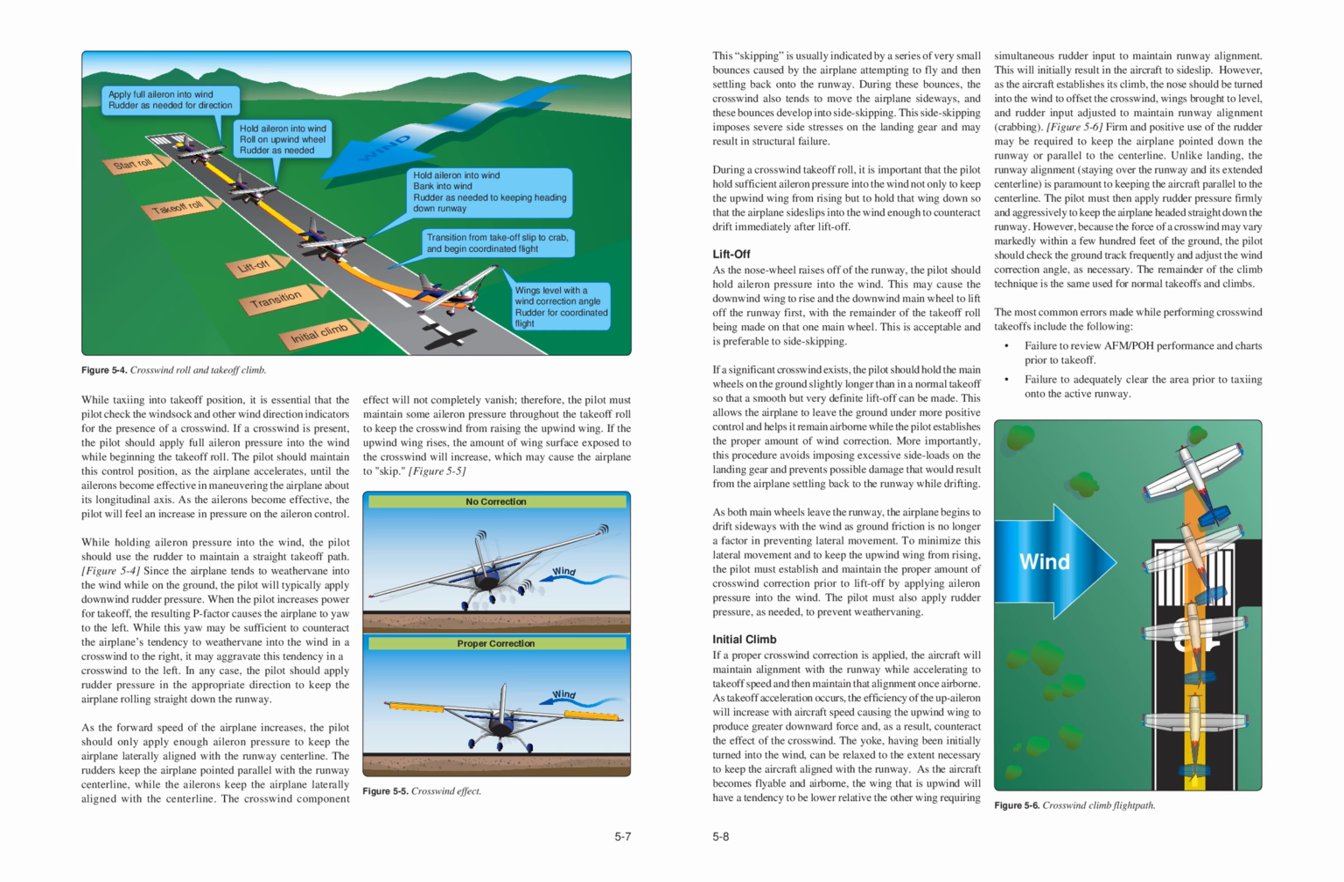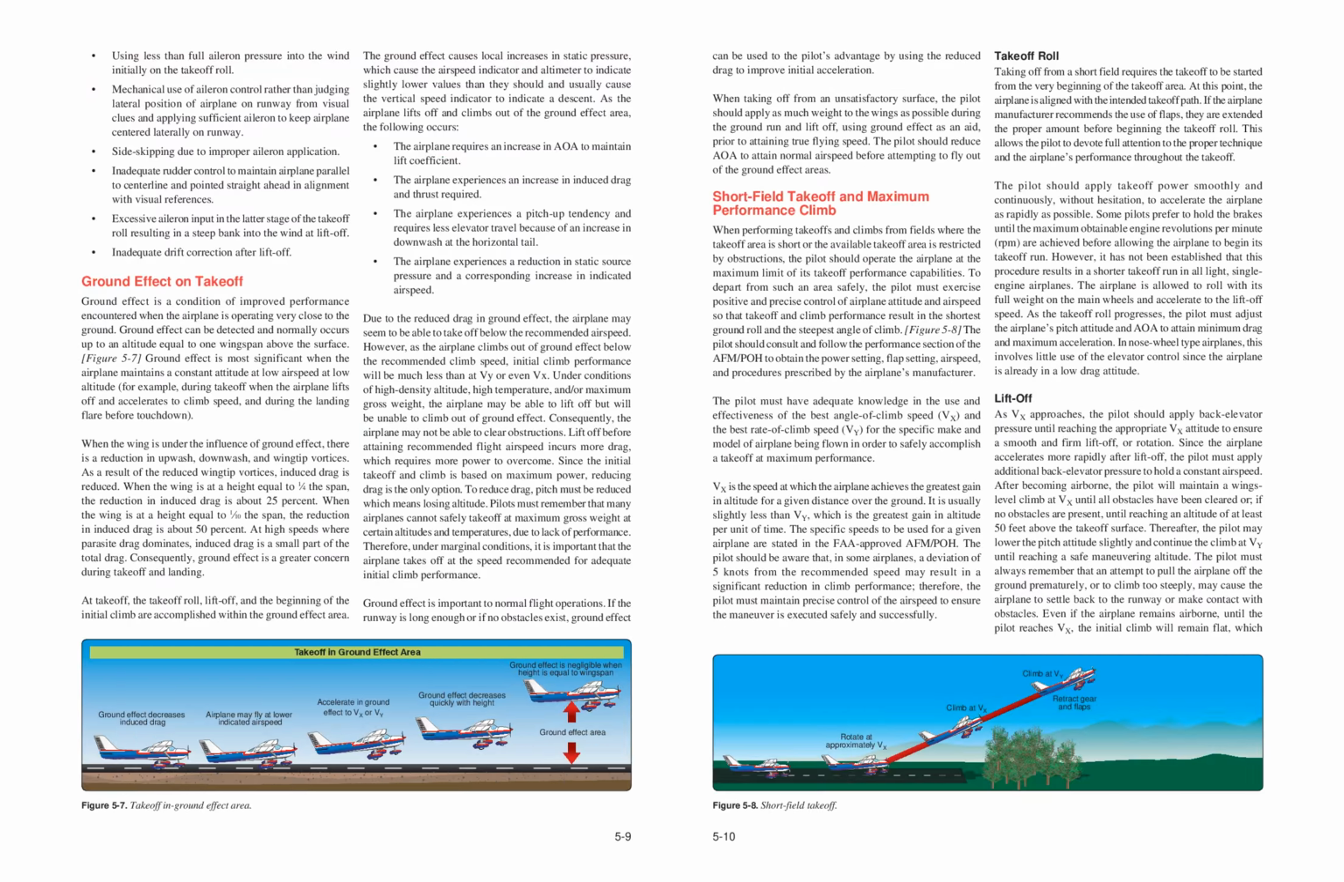Figure 5-6. Crosswind climb flight path. Using less than full aileron pressure into the wind initially on the takeoff roll. Mechanical use of aileron control rather than judging lateral position of airplane on runway from visual clues and applying sufficient aileron to keep airplane centered laterally on runway.